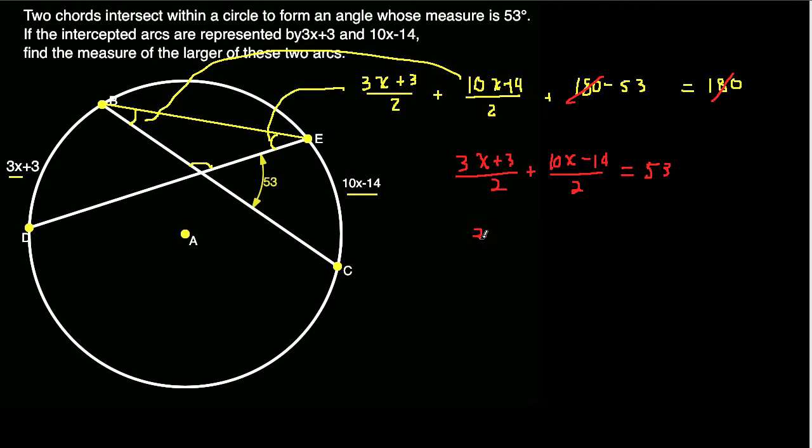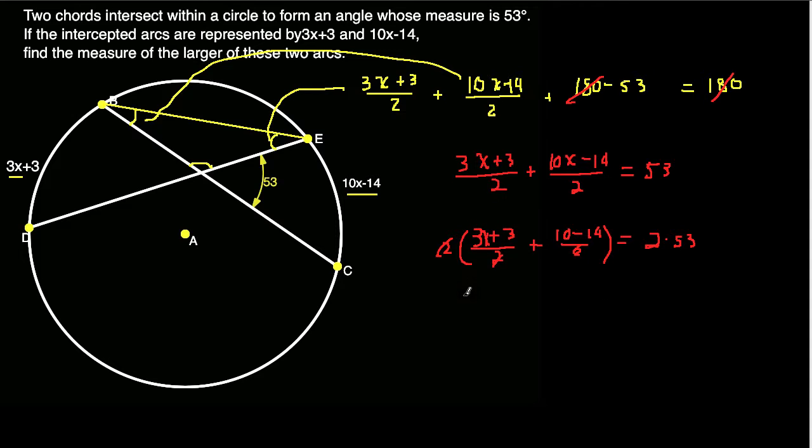This gives me 3x plus 3 divided by 2 plus 10x minus 14 divided by 2 times 2 equals 2 times 53. Okay, now I multiply here, this cancels with that. Multiply here, this cancels with that. So I get 3x, sorry, I forgot the x here.